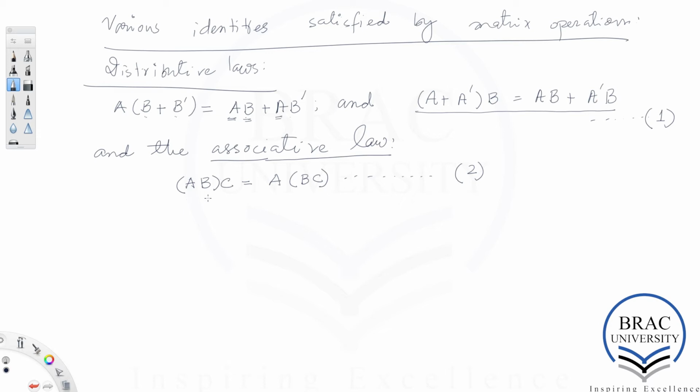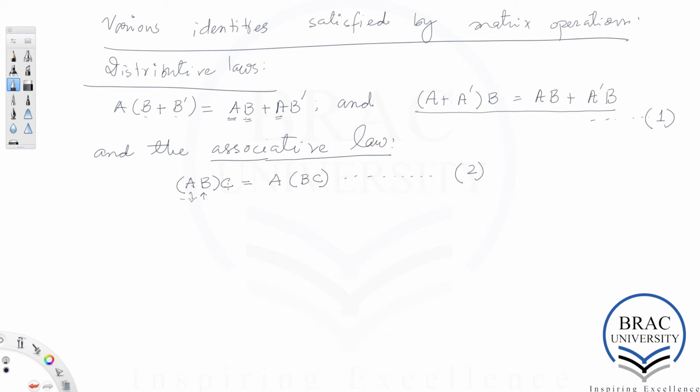Same things hold here, like the column number of A has to be the same as the row number of B, and the column number of B has to be the same as the row number of C, so that the associative law makes sense. Okay, good.